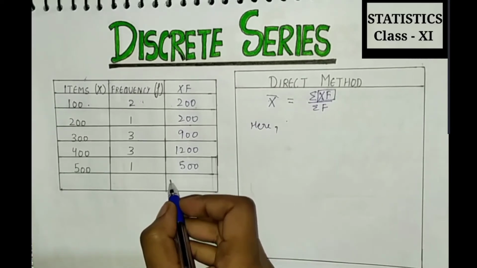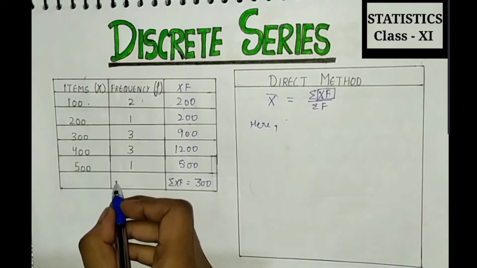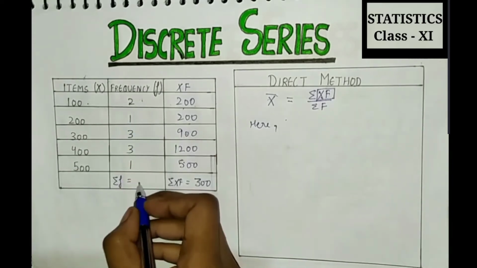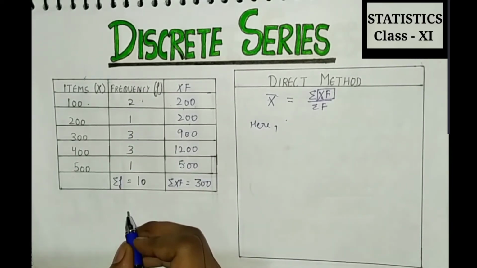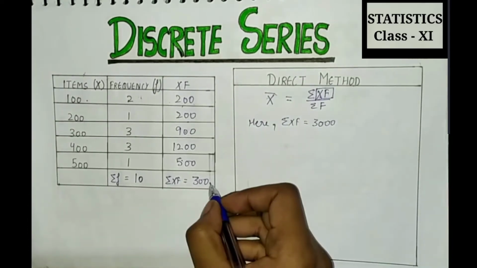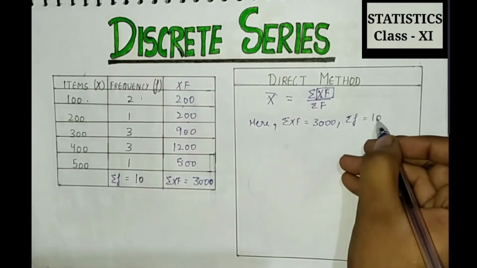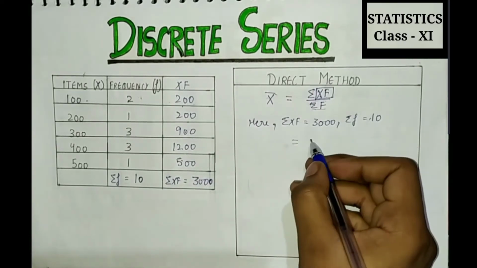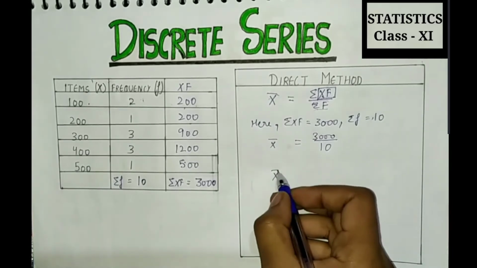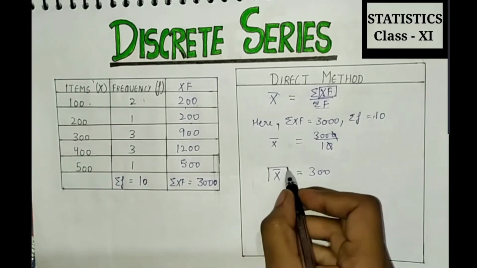Our sigma xf is equal to 3000, and our sigma f is equal to 10. Now substituting the values in the formula, this is 3000 upon 10. So our mean is equal to 300. So this is our mean.